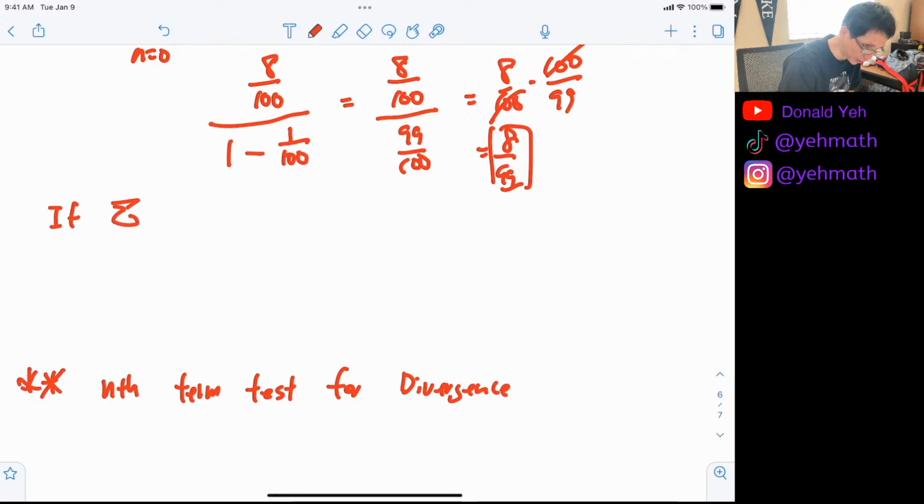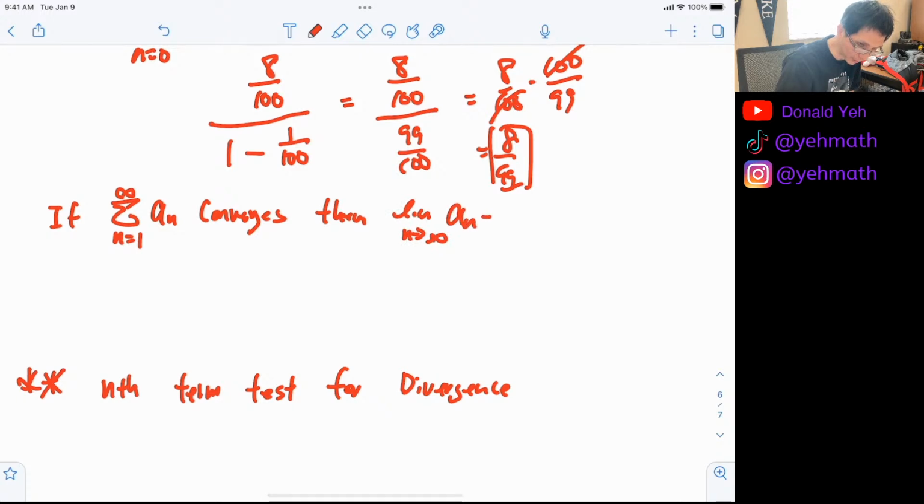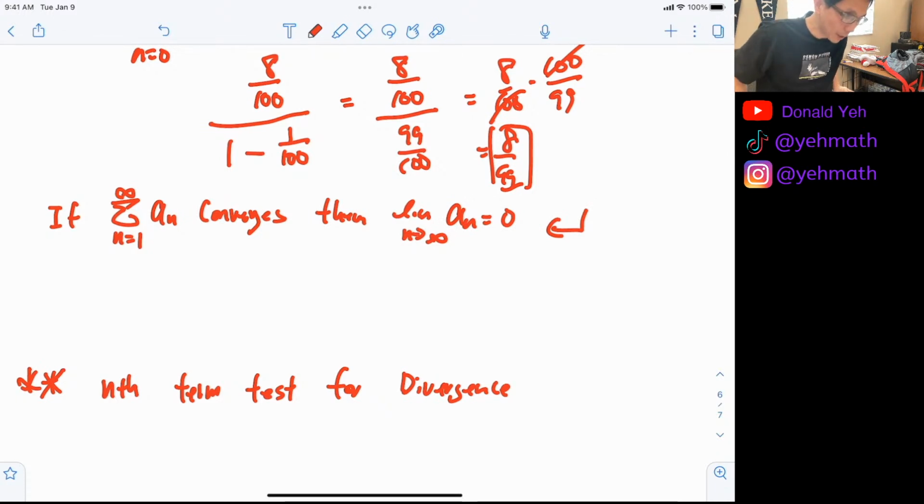If the summation from n equal to 1 to infinity of a_n converges, then the limit as n approaches infinity of a_n must equal 0. Due to this statement, it's causing the second statement to be a little bit confusing. So let's repeat and think about that.